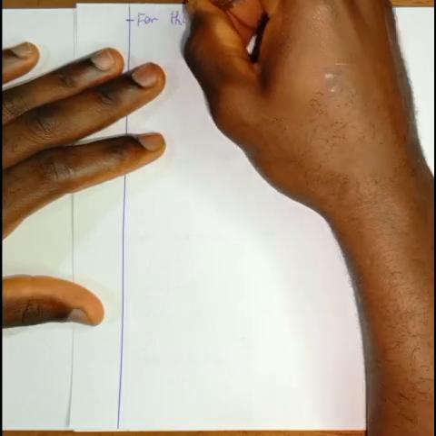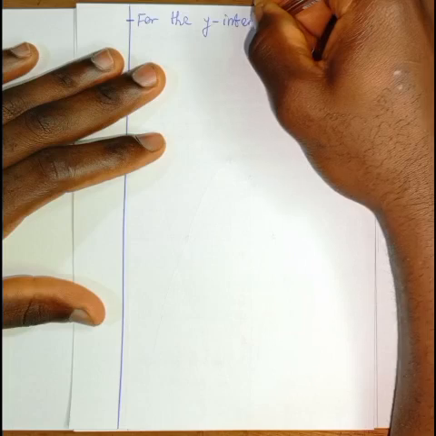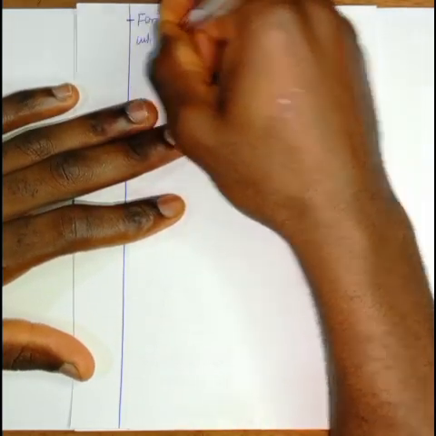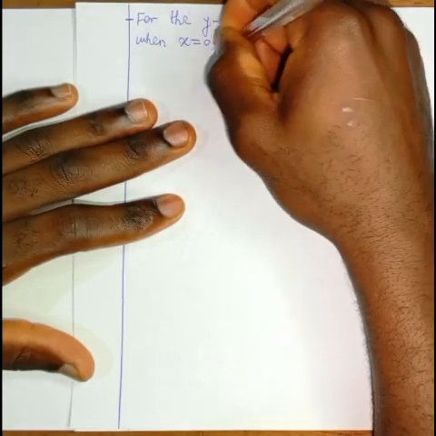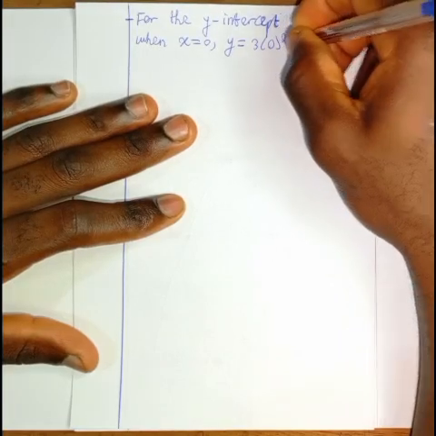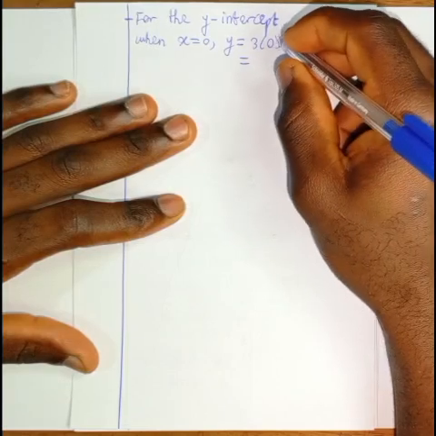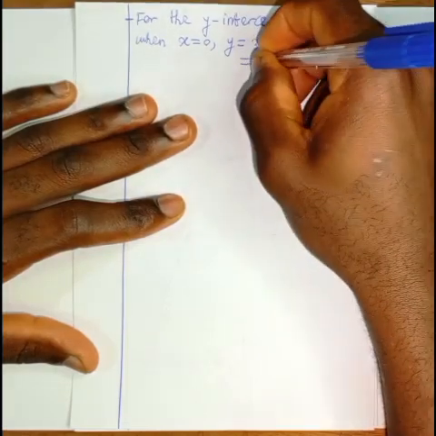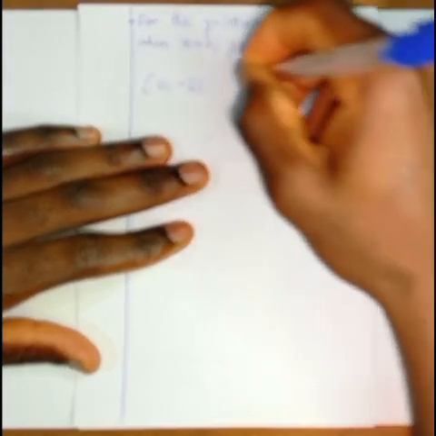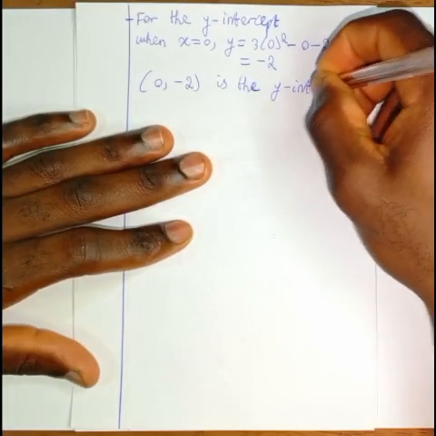For the y-intercept, for us to get the y-intercept, we are simply going to put x equal to 0. When x is equal to 0, y is simply equal to 3 times 0 squared minus 0 minus 2. And this will be equal to, 3 times 0 squared is 0, minus 0 is 0. 0 minus 2 gives us negative 2. This will give us the point 0, negative 2 is the y-intercept.